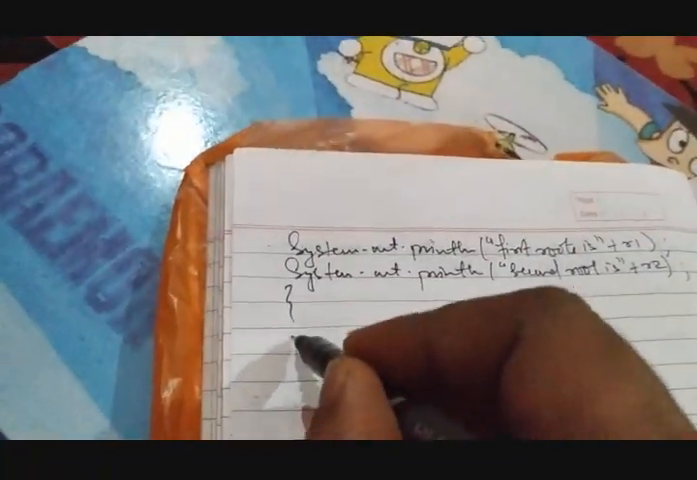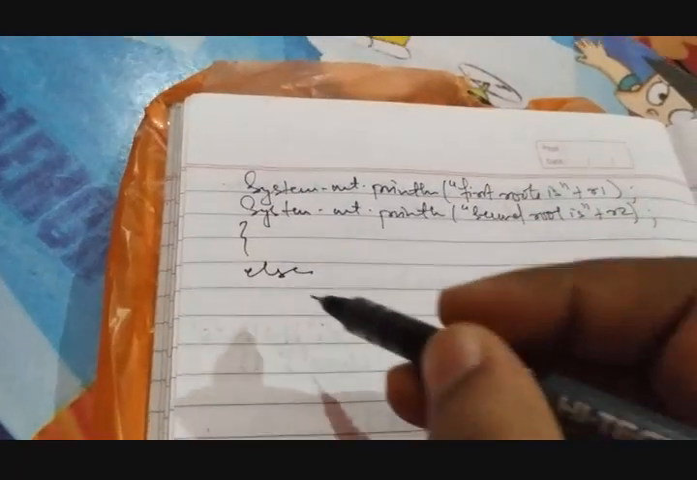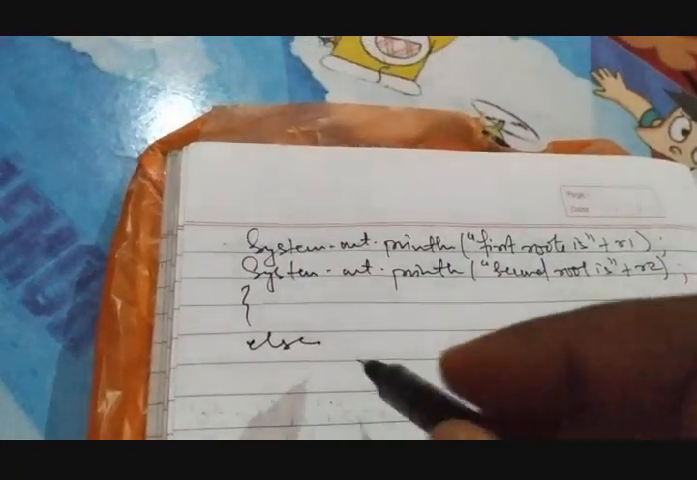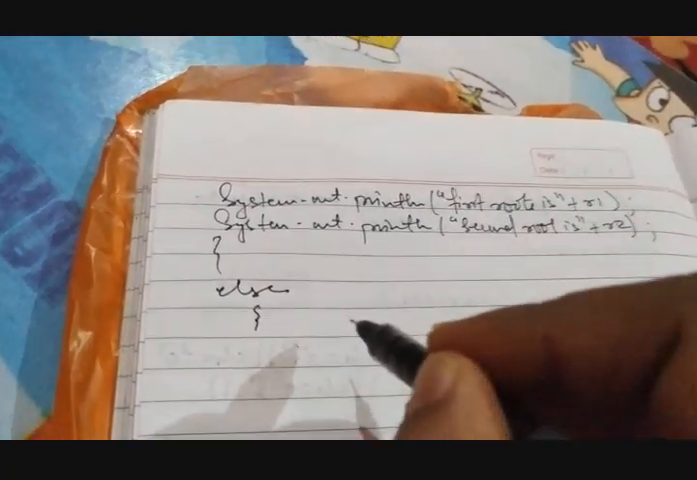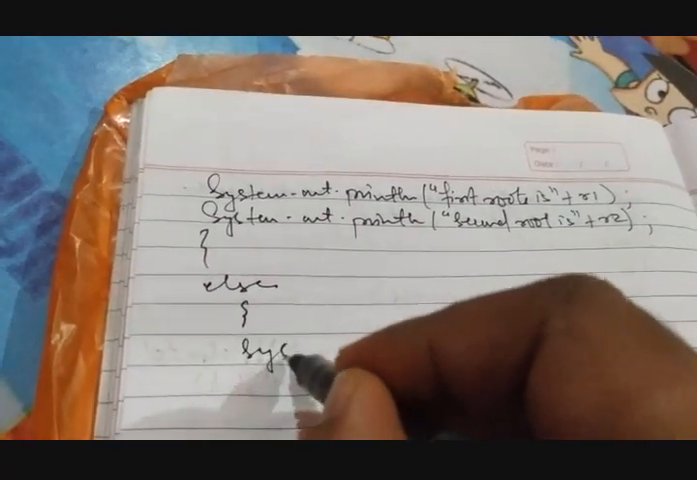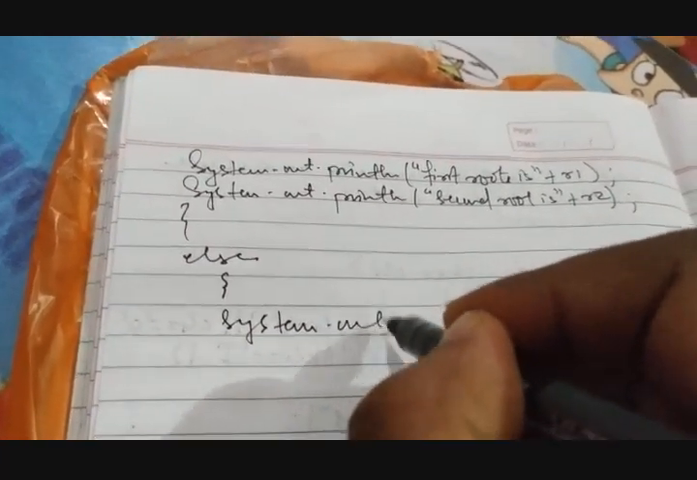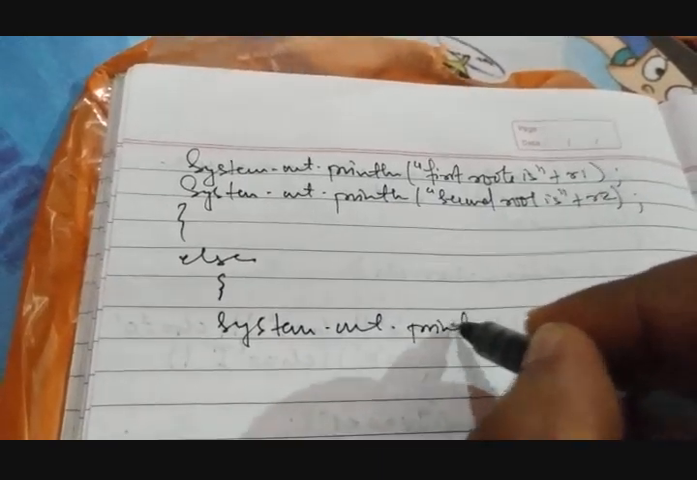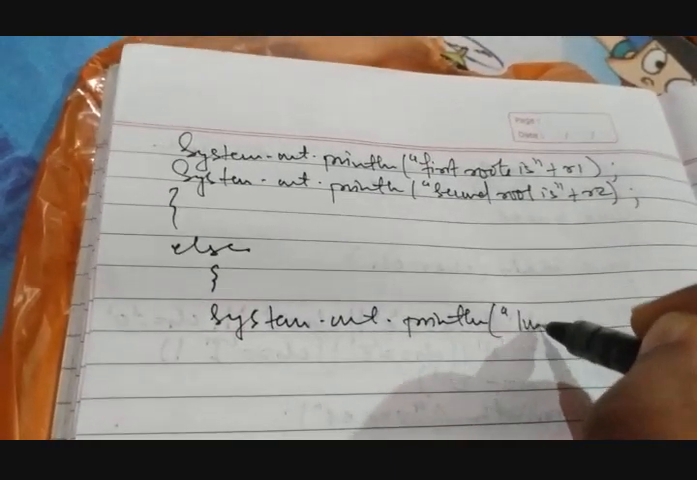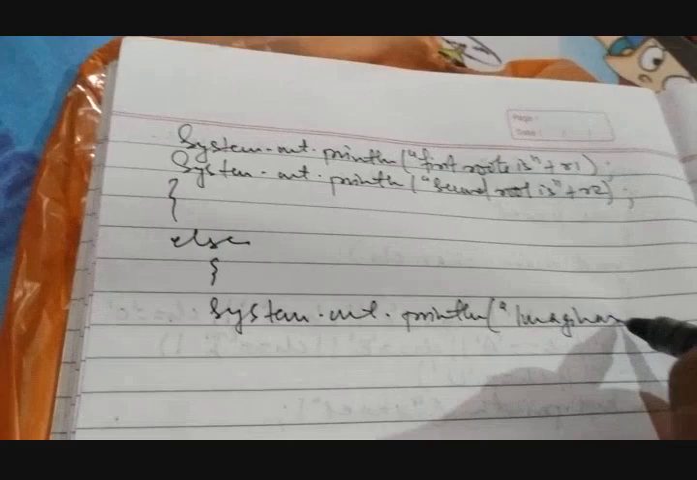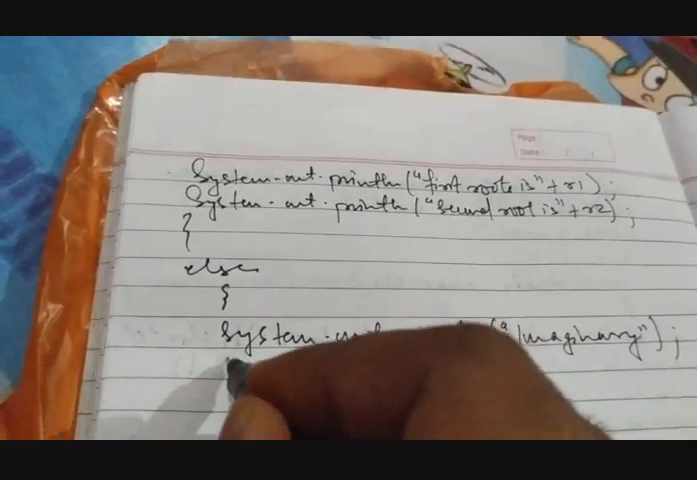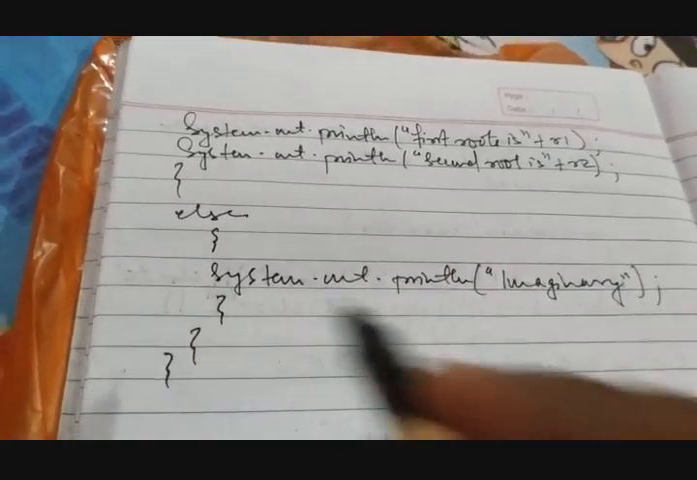therefore curly braces are compulsory here. Alright, now else, either you can use curly braces or you can leave them out, but let's have curly braces. System.out.println imaginary, main closes, class closes.